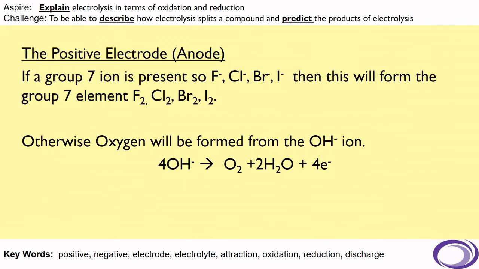Now at the positive electrode, if the ion in the compound is a group 7 ion, for example fluoride, chloride, bromide or iodide, the electrolysis of that compound will form the group 7 element. So it is those ions which will discharge. Otherwise, oxygen will be formed from the hydroxide ion present. The half equation for that is shown on the screen. So 4OH- ions will discharge and that forms oxygen, water and 4 electrons.